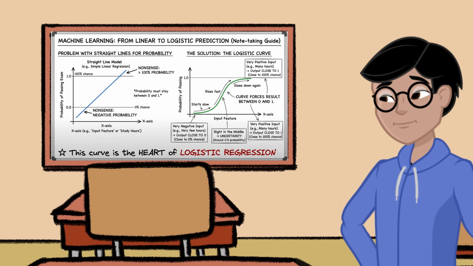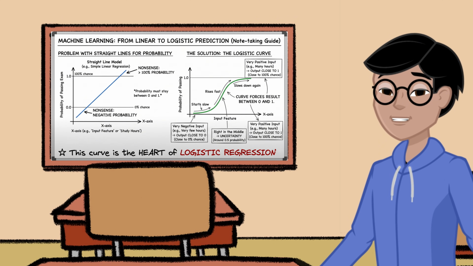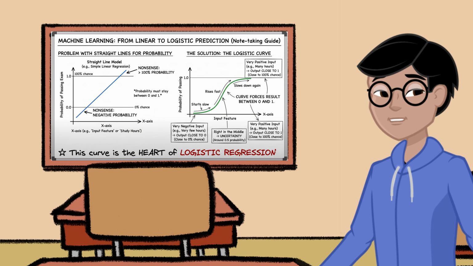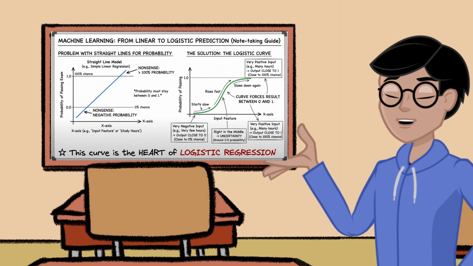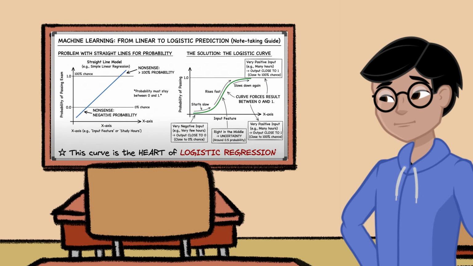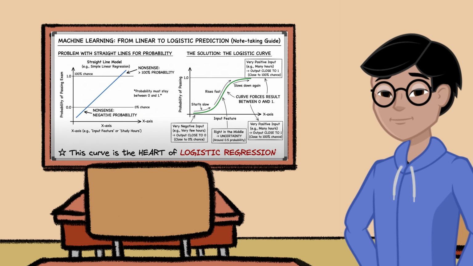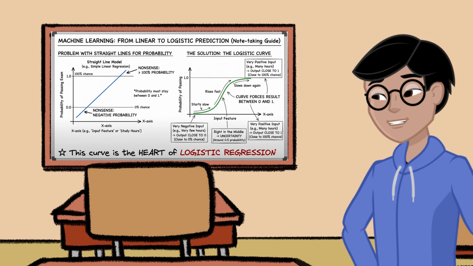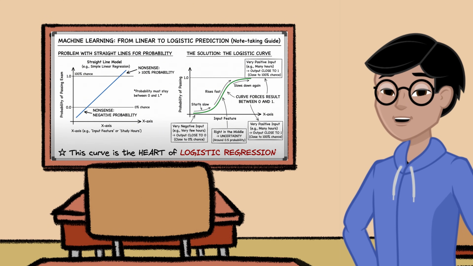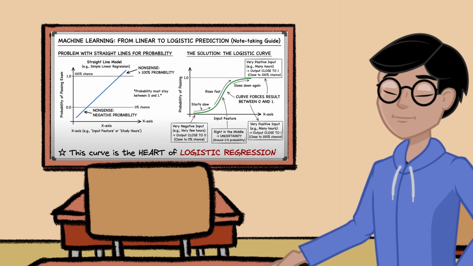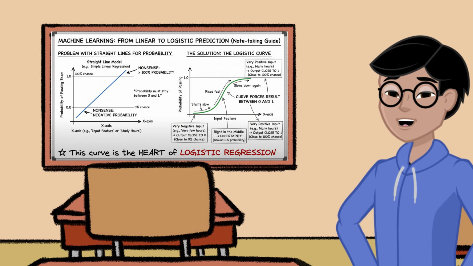We need something better. A curve. One that starts slow, rises fast, and then slows down again. Like a decision forming. This curve has a special property. No matter what you give it, it forces the result between 0 and 1. Very negative input, close to 0. Very positive input, close to 1. Right in the middle, uncertainty. That curve is the heart of logistic regression.